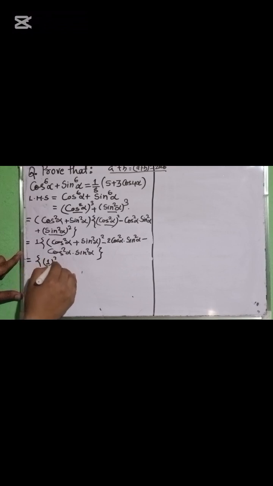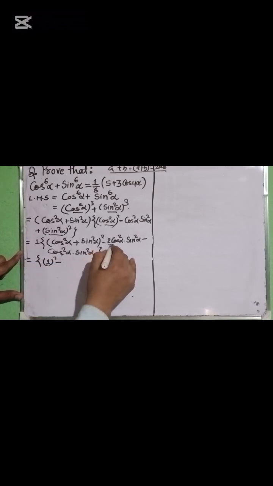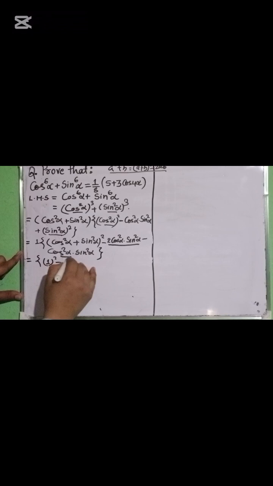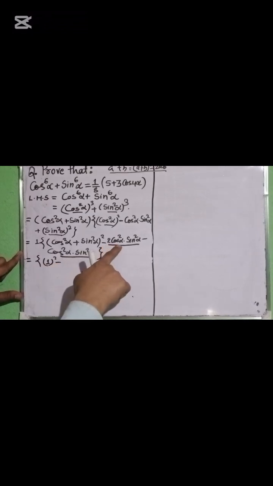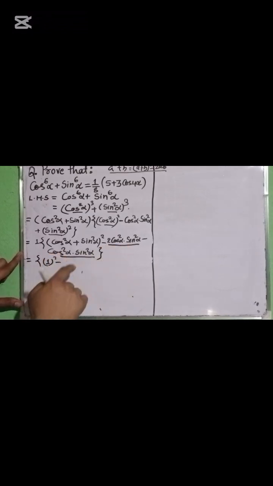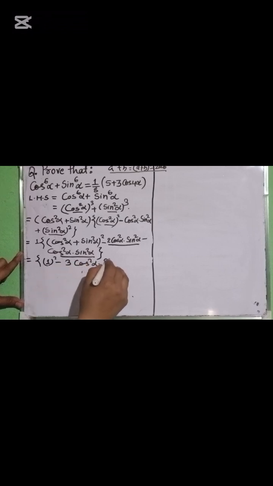Again square there is. And we know these two terms are like terms, we can add them. 2 cos square alpha sin square alpha and here is cos square alpha sin square alpha. That means right here 3 cos square alpha into sin square alpha.